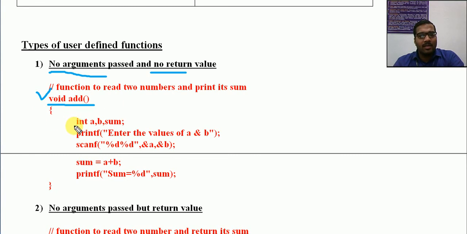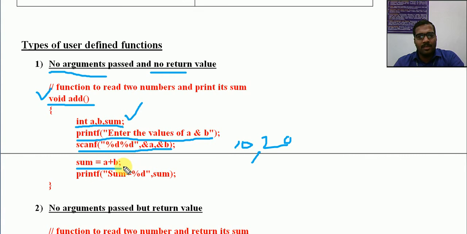In the add, we are declaring, just like an independent program, a comma b comma sum, just like a normal summation. Printf, enter the values of a and b. Scanf, %d %d, ampersand a comma ampersand b. We are reading two values, for example 10 and 20 will be taken from the keyboard. Sum is equal to a plus b. Now sum will be having the result, printf sum. So sum will be having the value 30.